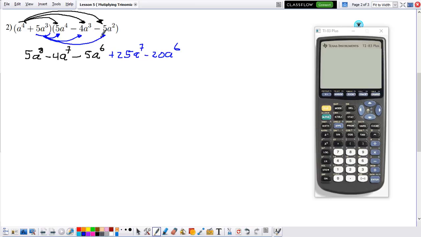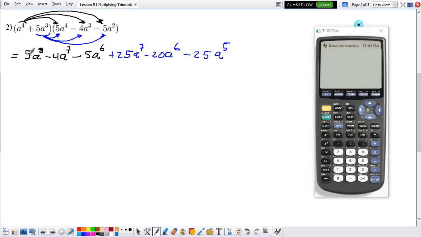Distribute that again. Positive times a negative, that's a negative. Positive 5 times negative 5, that's negative 25. A to the third times a to the second, that's a to the fifth. So you're done multiplying, you're done distributing. So now your last task should be: is there anything that you can combine terms with?